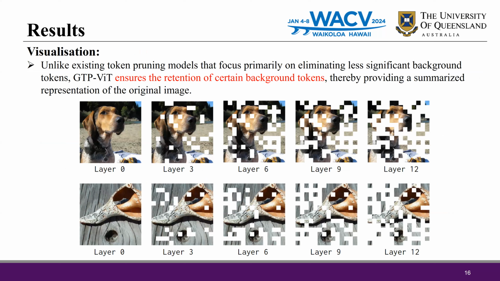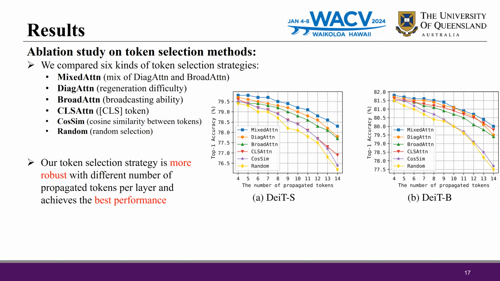We also visualize the token selection results of our method. Unlike the existing token pruning methods that focus primarily on eliminating less significant background tokens, GTP-ViT ensures that a certain retention of the background tokens will remain, thereby providing a summarized representation of the original image. We evaluate the token selection methods and also compare with the other token selection strategies. Our token selection strategy is more robust with different numbers of propagated tokens per layer and achieves the best performance.